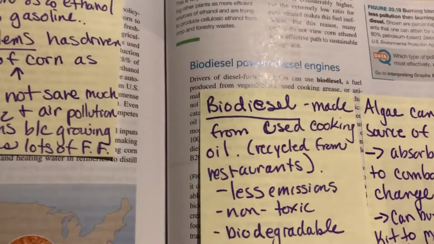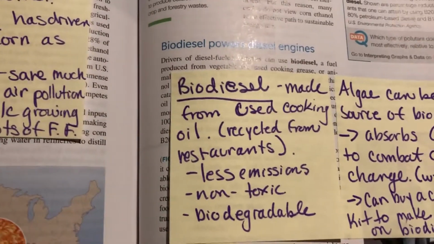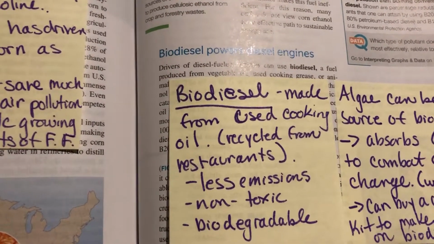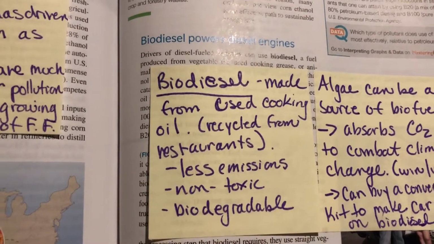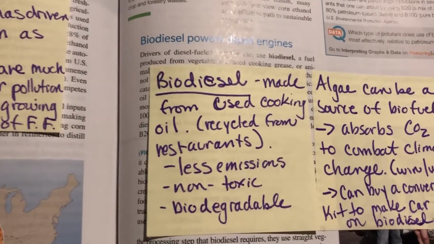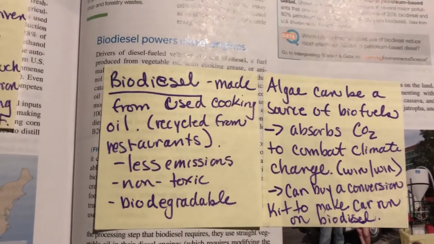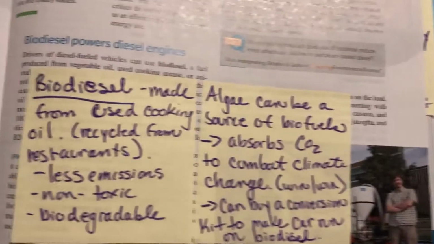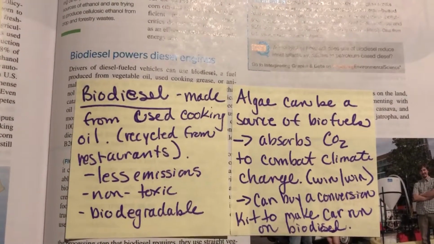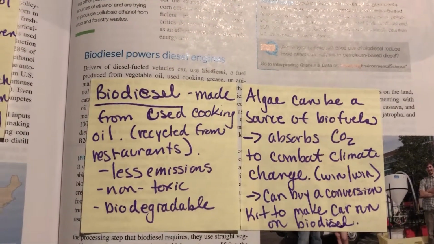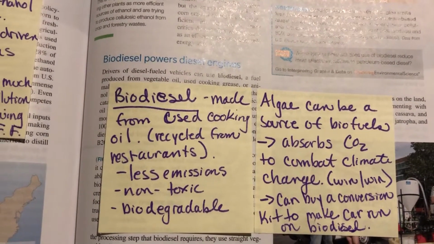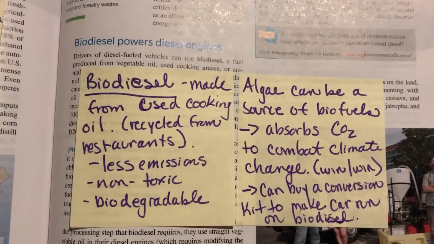Okay, the next one we're going to talk about is biodiesel. This is pretty cool. It's made from used cooking oil, recycled from restaurants. It's got less emissions, it's non-toxic, and it's biodegradable. Another source of biodiesel besides used cooking oil is algae. This was an old FRQ question. Algae is a win-win situation because not only can it be used as a biofuel, it also absorbs CO2 to combat climate change. So why wouldn't we do this more?